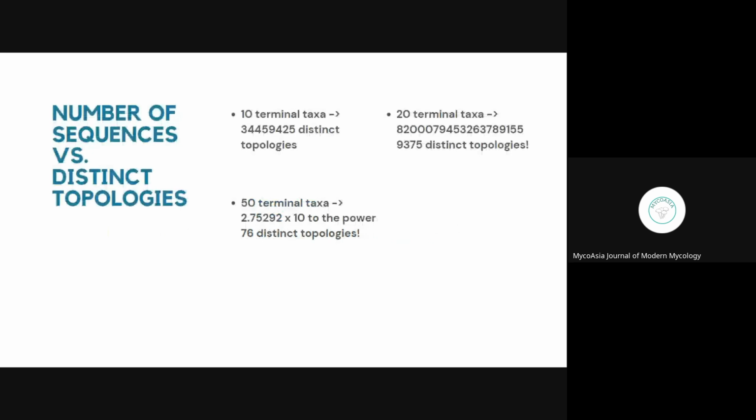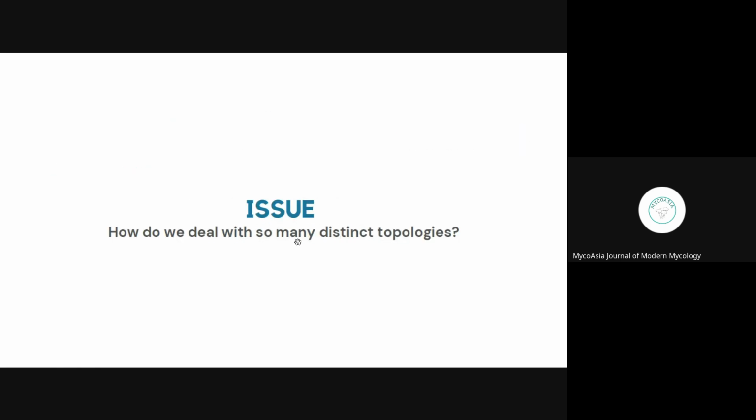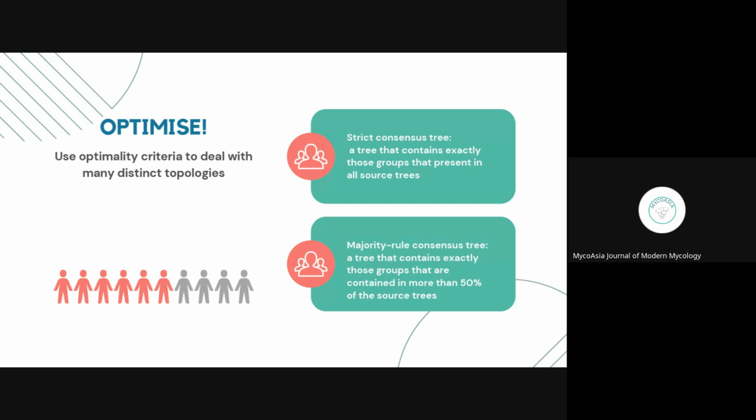What will happen if we get so many different topologies, so many different trees in a phylogenetic analysis? Then you have to use something called optimality criteria to deal with many distinct topologies. There is something called a strict consensus tree. If you have, for example, 1,000 trees, then you take an average of certain things, and the resulting tree will contain exactly those groups that are present in all the source trees. This is what you call a strict consensus tree.